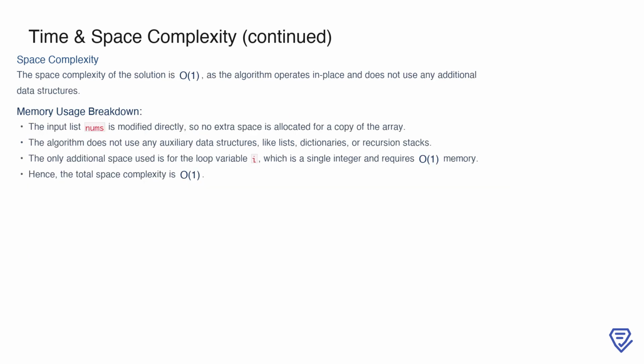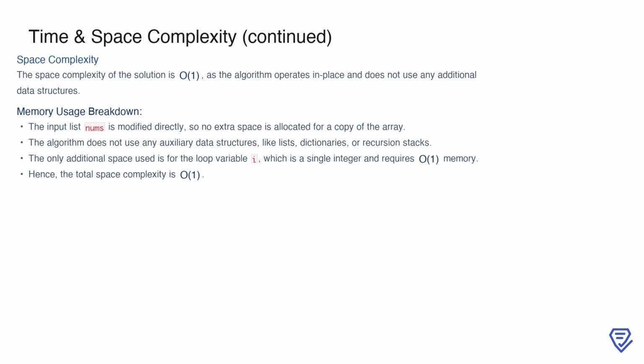The space complexity of the solution is O(1), because the algorithm is designed to work in place without utilizing extra memory for additional data structures. Instead of creating a copy of the input array, the algorithm modifies the given list, nums, directly. The memory usage is limited to the loop variable, i, which is a simple integer that requires constant space.